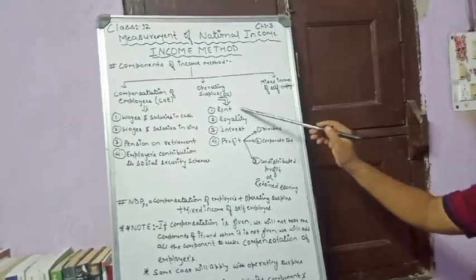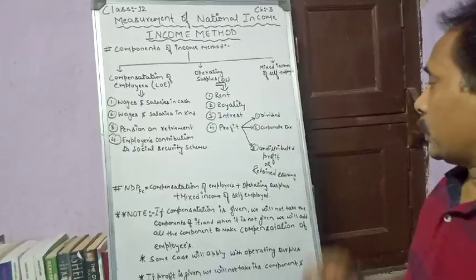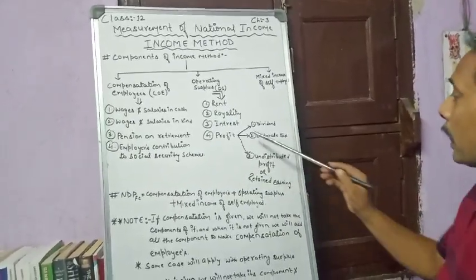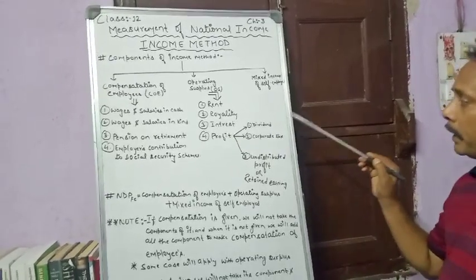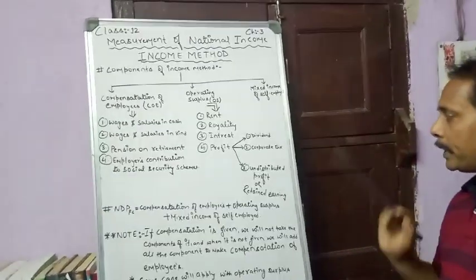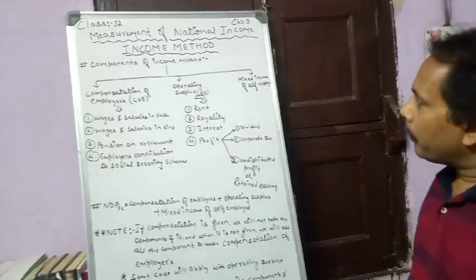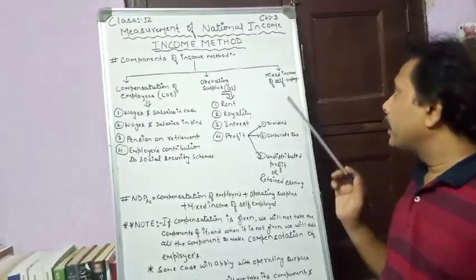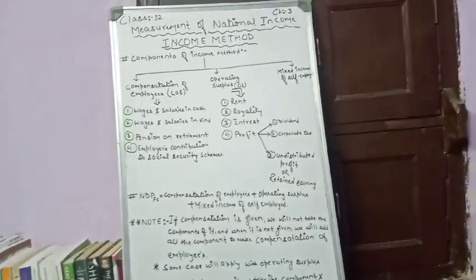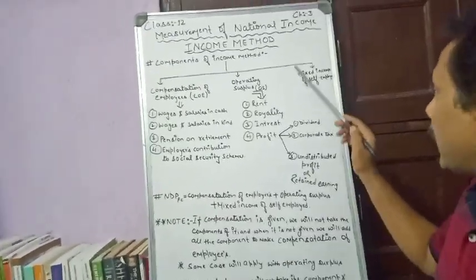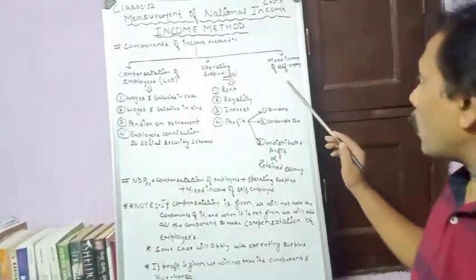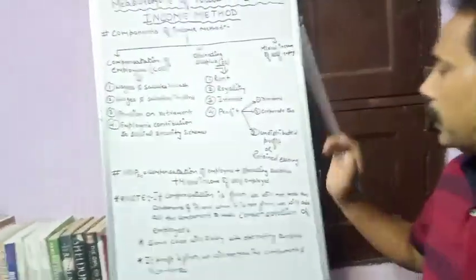Suppose rent, royalty, interest and profit are not given, in that case we will calculate the profit by adding dividend, corporate tax and undistributed profit. And there is no such issue with mixed income of self-employed. It is the independent component, that's why it is always taken directly.